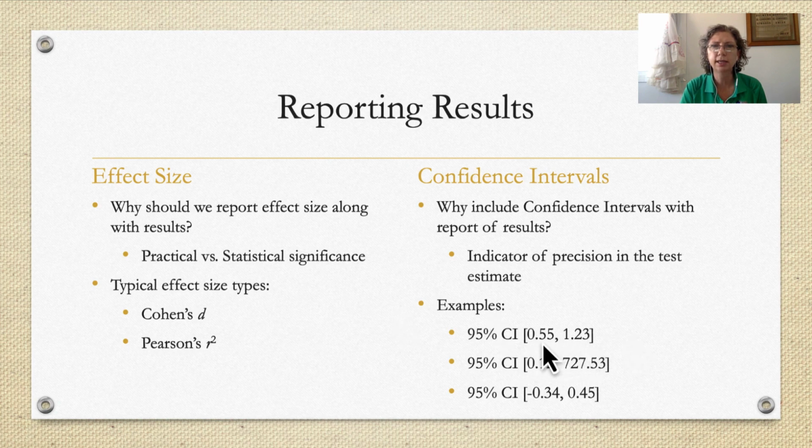When you see a skinny, really tight confidence interval, then that test estimate is pretty sure of that estimate. It's pretty right on. But if you see a really large range from the lower to the higher, see this is 0.12 to 727, that is not very sure. It could be anywhere, right? So that's one way to tell how accurate or how precise the estimation of that test estimate is, by looking at the confidence interval.